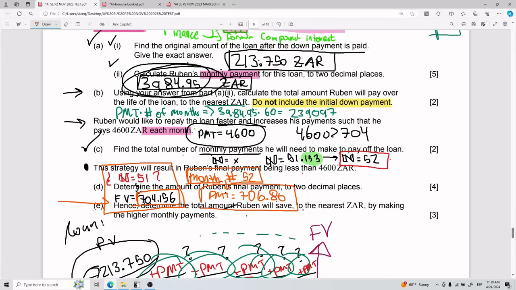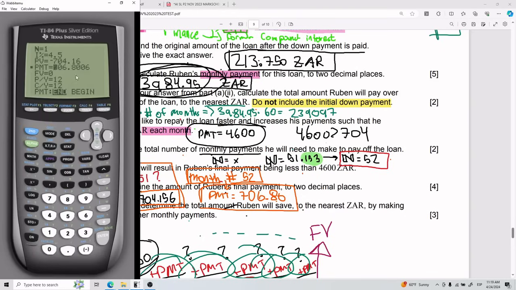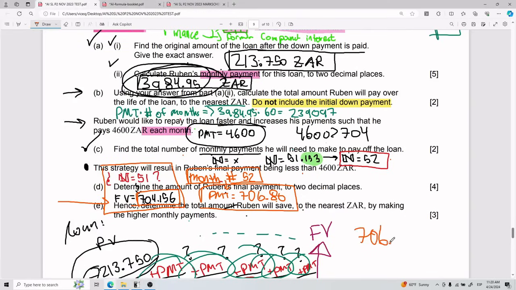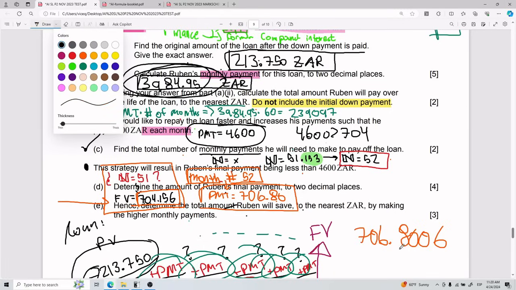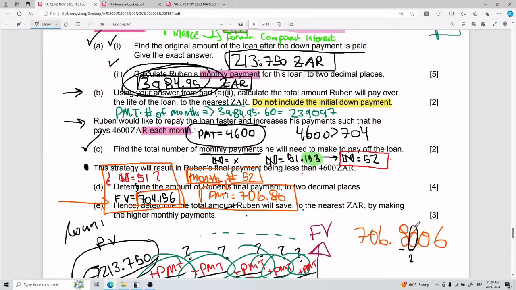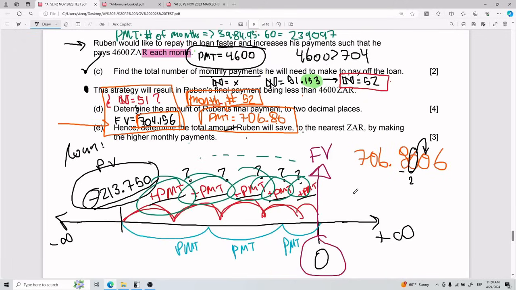So for part B, the amount of Ruben's final payment to 2 decimal places is the value of this PMT. And so to 2 decimal places, your number was 706.8006. So 2 decimal places, you count 1, 2. You want to round this number. Do you round it up or keep it the same? You keep it the same. So 706.80 will be your final answer for part D.